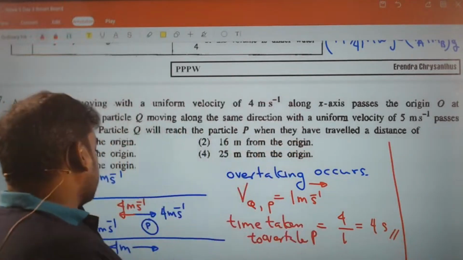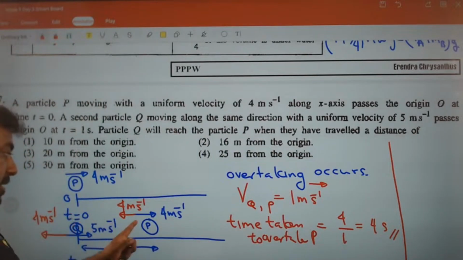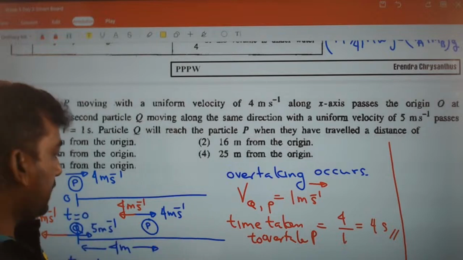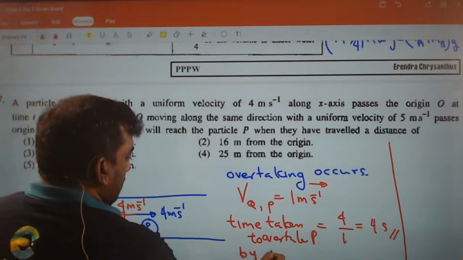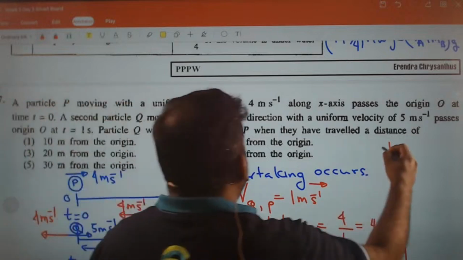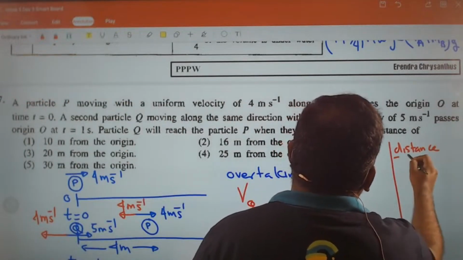So 4 more seconds here. Here t equal 1 is already gone. 4 more seconds, so altogether 5 seconds have gone. For Q, 4 seconds. For P, already 5 seconds. So distance traveled.